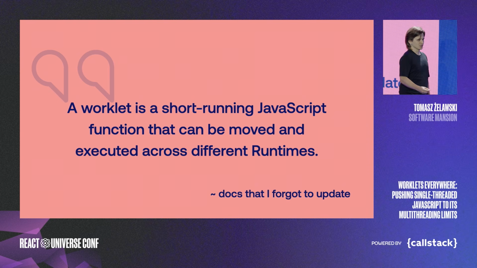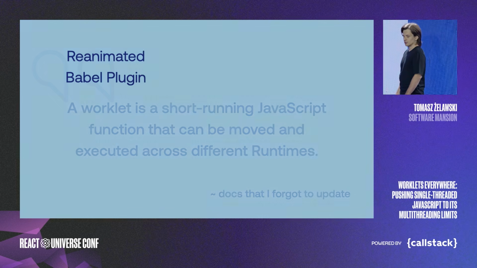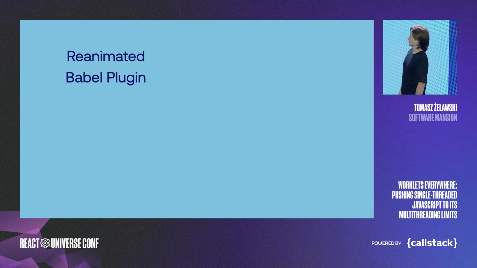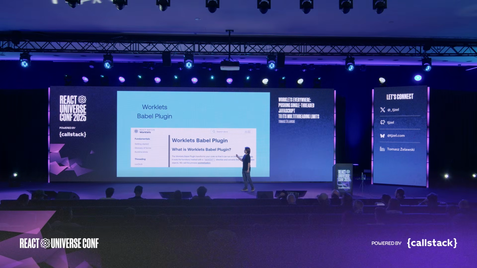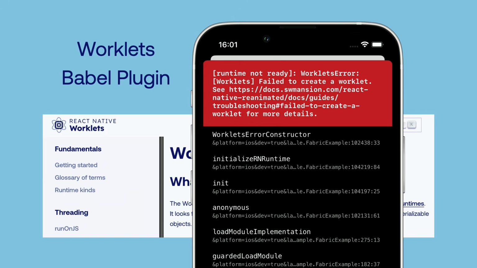But we just said that a JavaScript function cannot be moved between runtimes by design. So how does it work? It starts with a simple Babel plugin, which used to be called the Reanimated Babel plugin, but since the library is out as a standalone, it's now called the Worklets Babel plugin. But I don't think I need to introduce it, because if you're a React Native developer, you've seen this error definitely more than once: Failed to create a worklet. This happens when you forget to add the Babel plugin to your babel.config.js file.